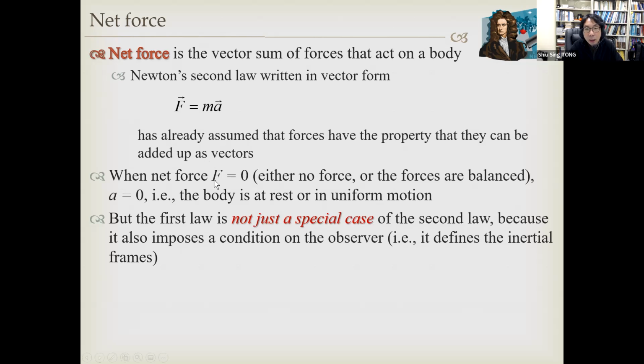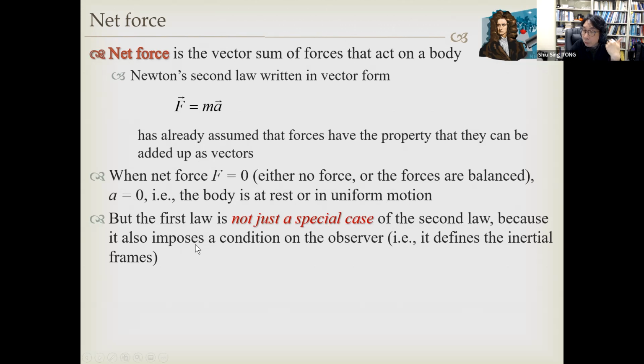Now, when the net force is 0, either there's no force acting on the body or the forces acting on the body are balanced, then we have acceleration equal to 0. So the body is either at rest or in uniform motion, right? And that reduces to Newton's first law. However, we must be careful not to interpret Newton's first law as a special case of Newton's second law.